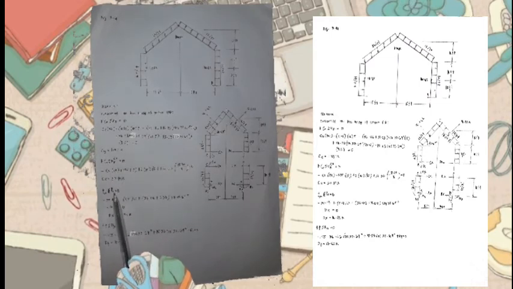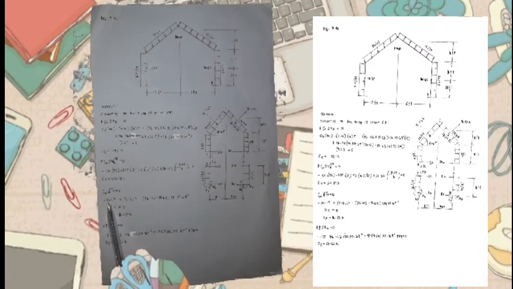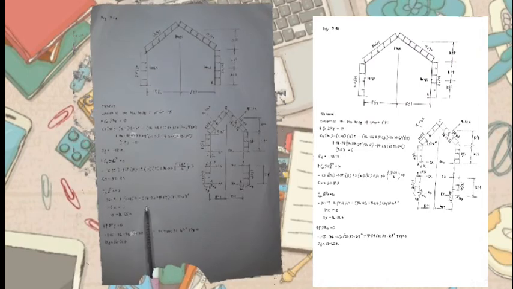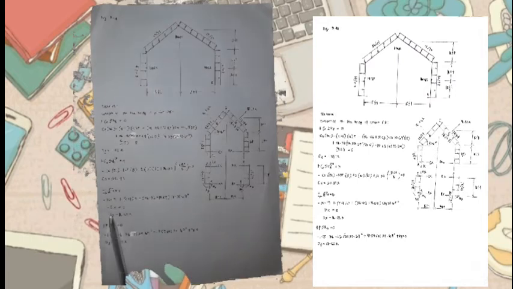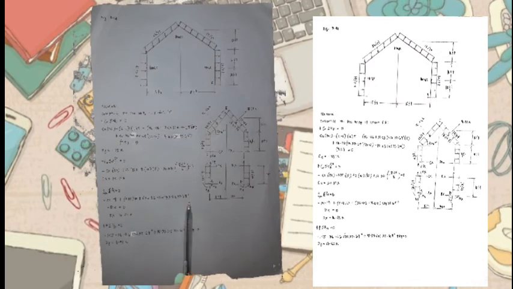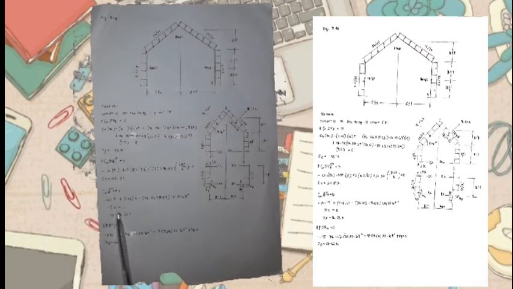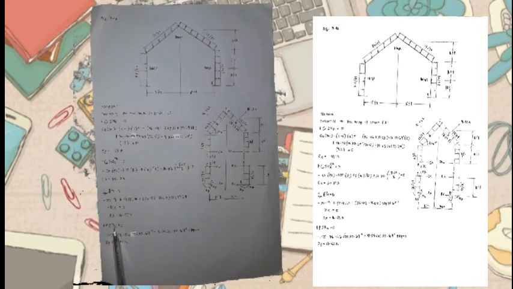The summation of forces in X direction is equal to 0. Negative 32.19 plus 2 plus 1 times 10 plus 36.06 plus 18.03 sin 33.69 degrees minus DX is equal to 0. So DX is equal to 16.25k.